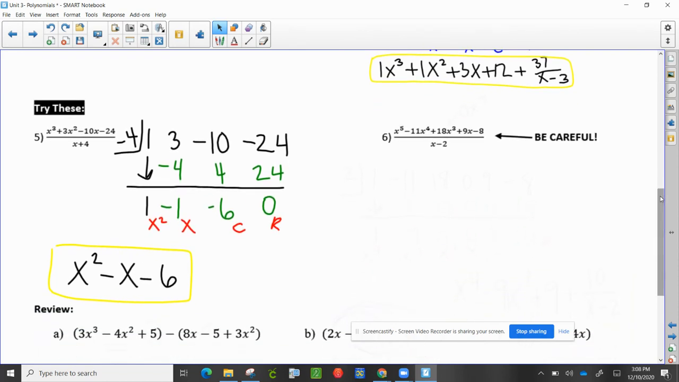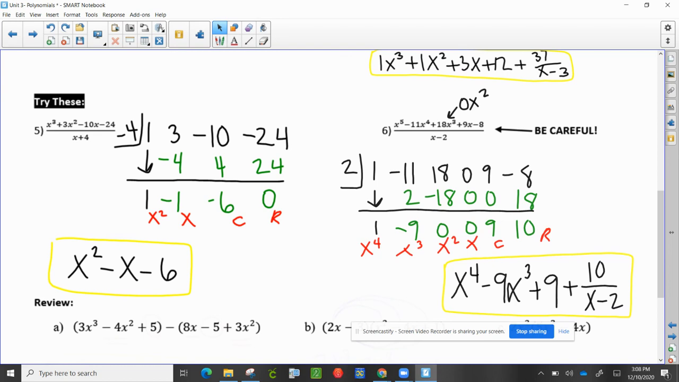I told you guys to be careful on this one because there's probably something you need to look out for before you divide. So look at the problem on top. Is there anything missing you need to add in? If it is, add that in with a 0, and then go ahead and divide. So try number 6.